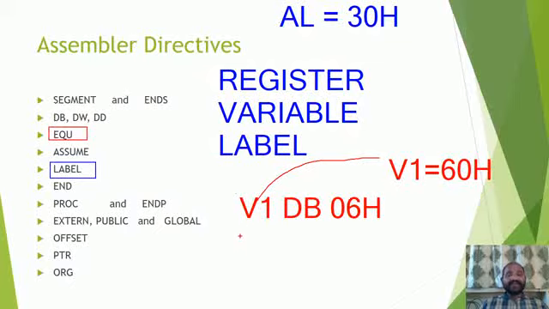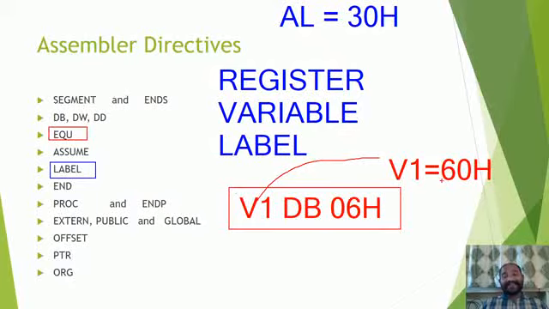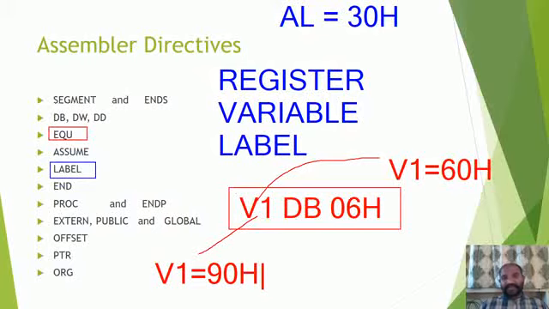Second time, let us suppose you are re-executing this same program. At that time, the v1 address is not going to be 60h. It may be some other value. Let us suppose this time v1 is assigned 90h. So the temporary variables used in your program do not have fixed addresses. On every execution there are separate addresses, means the address is going to change.